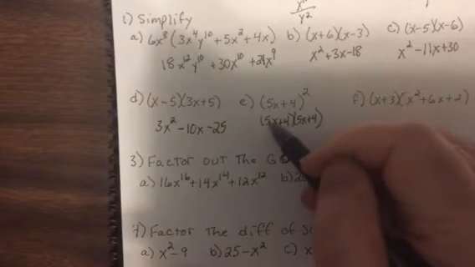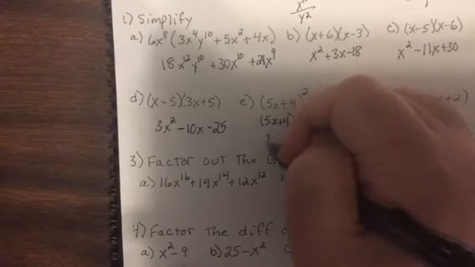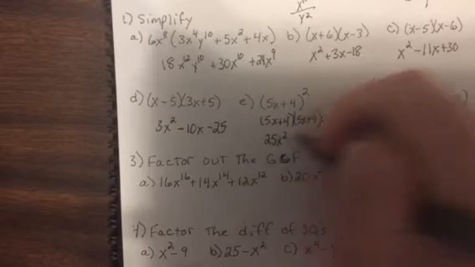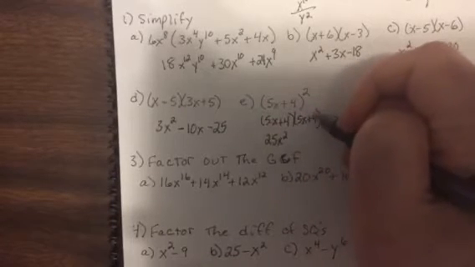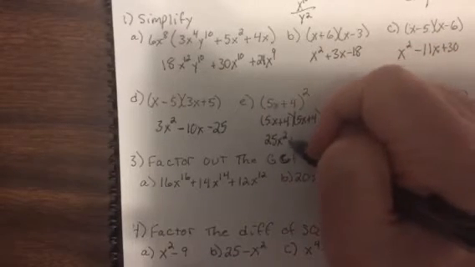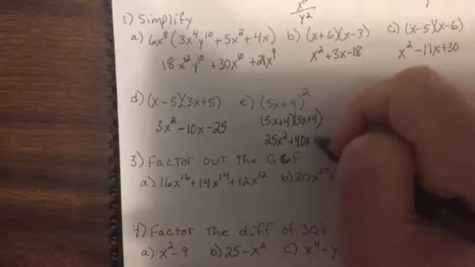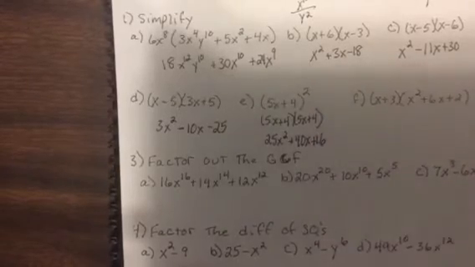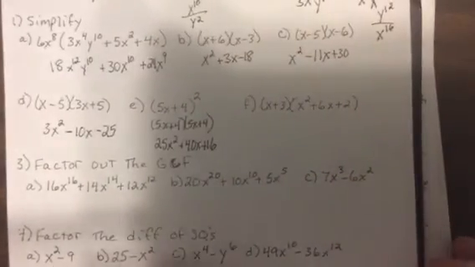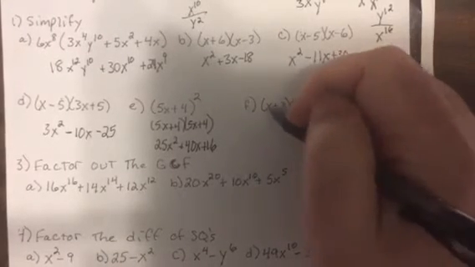So, it would be 5x and 5x is 25x squared. 4 and 5x is 20x. 20x is 40x. And 4 and 4 is 16. Oh, goodness. Now we got this big problem.